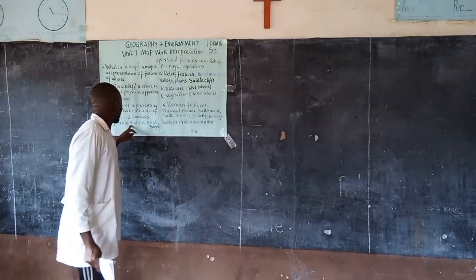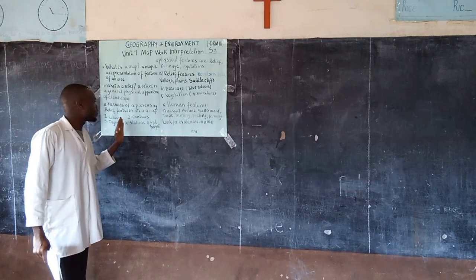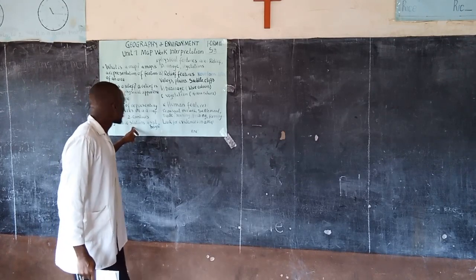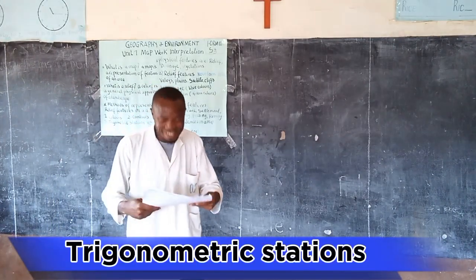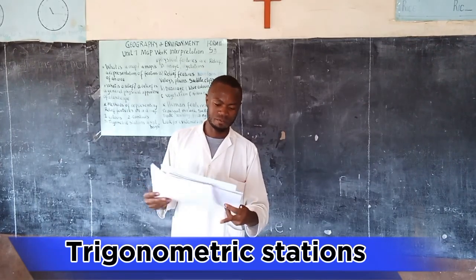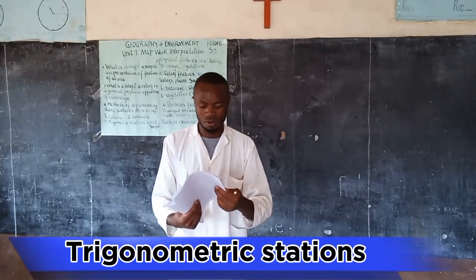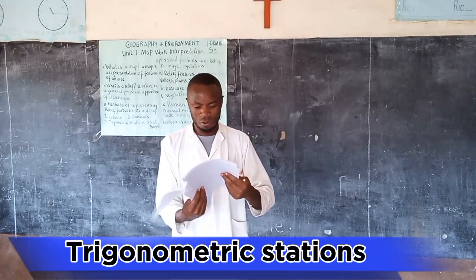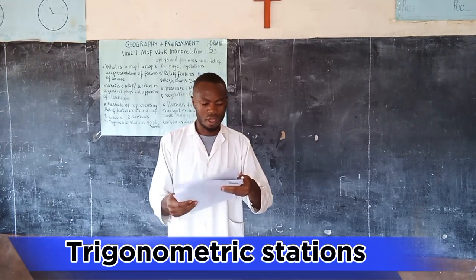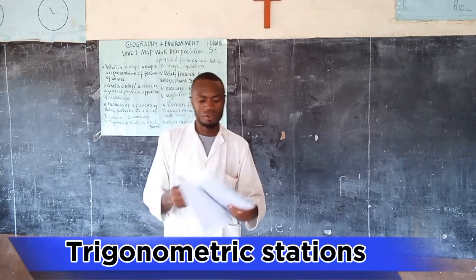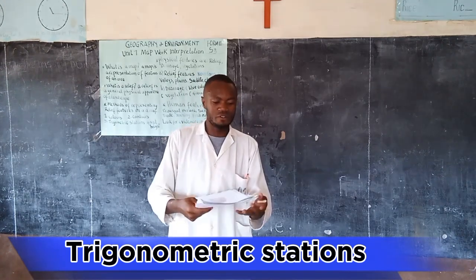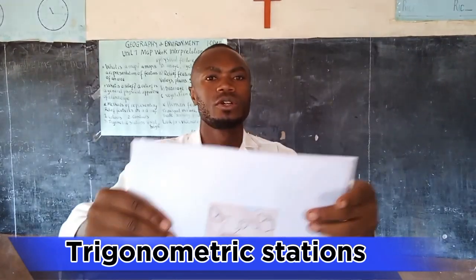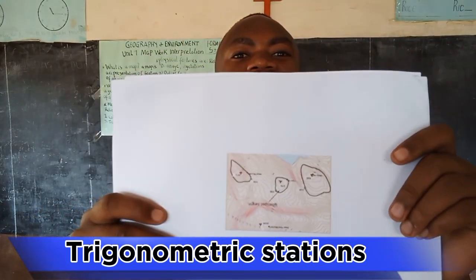Another thing a topographical map cannot survive without is what we call trigonometric stations. What is a trigonometric station on a map? Let me show you. Observe here, where the trigonometric station on a map is. It is this.